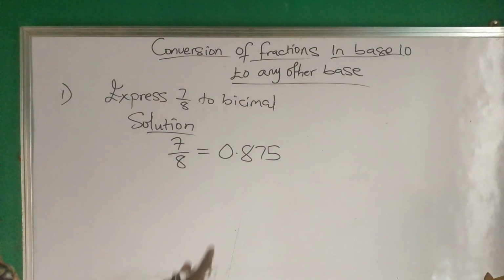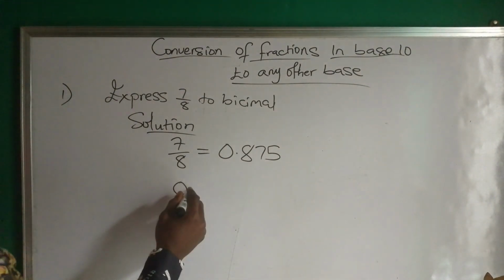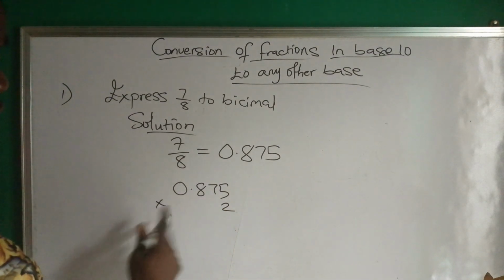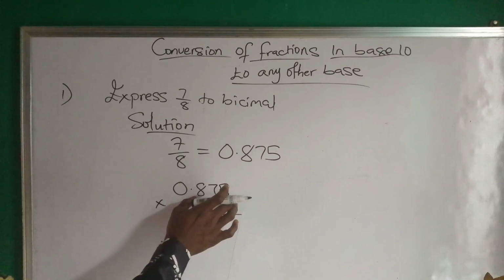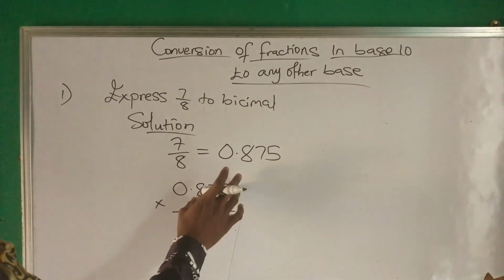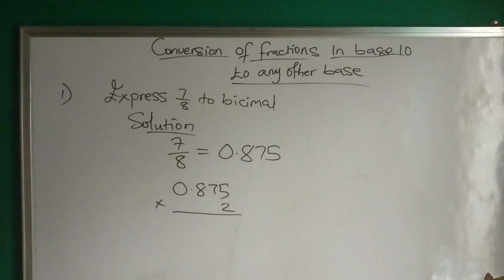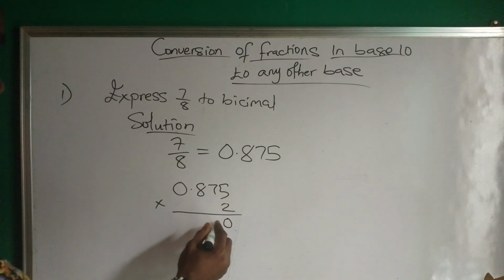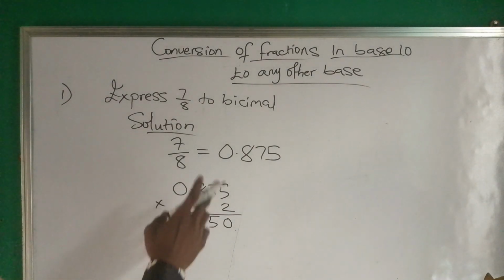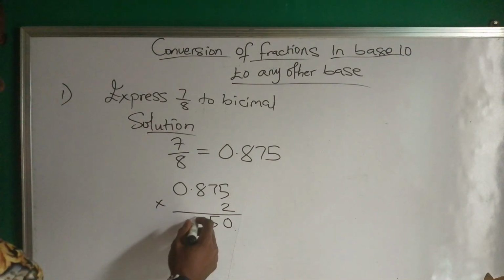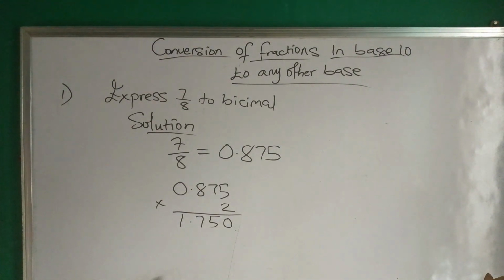To do that, all we have to do is to continually multiply this value 0.875 by 2 until everything that we have after the decimal point is 0. That's when we stop. So if we multiply this value by 2, we would have 2 times 5, that gives us 10. You write 0, pick 1. 2 times 7, 14, plus 1, 15. You write 5, then pick 1. 2 times 8, 16, plus 1, 17. You write 7. Alright, so this is what we have.